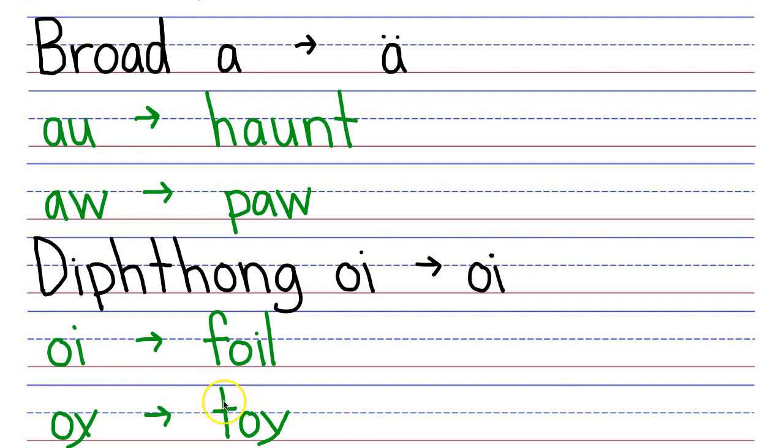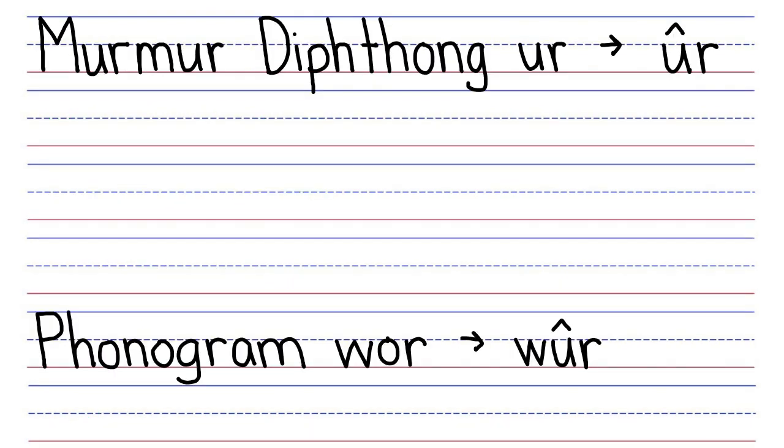Now let's look at our murmur diphthongs, also called our R-controlled vowel sounds. We have learned 4 different multi-letter vowel phonograms that can be used to spell the first sound. The first one is ER. So write that down, as in her. H that says H, ER that says ER.